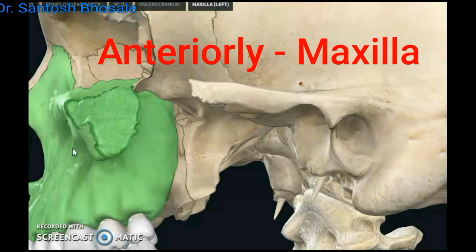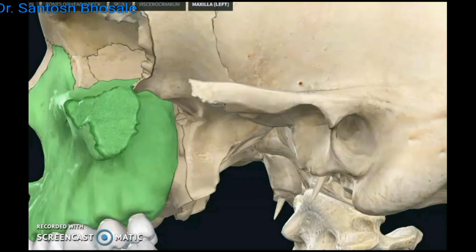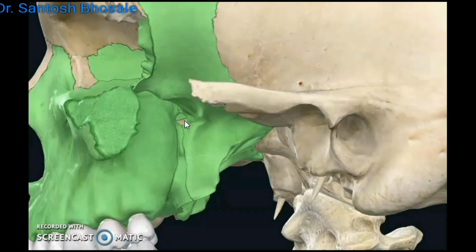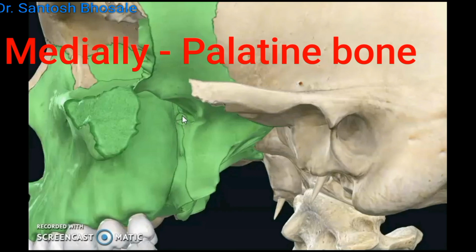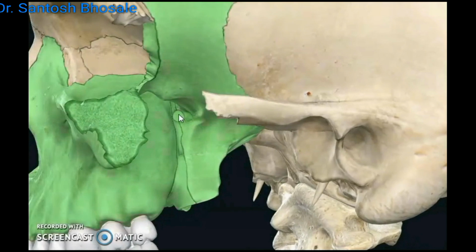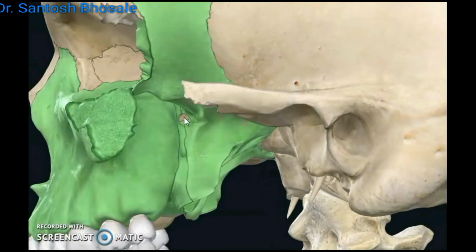That is the maxilla forming the anterior wall. Posteriorly you can see the root of the pterygoid plate, and above it the greater wing of sphenoid, and medially you can see the palatine bone separating it from the lateral wall of the nasal cavity. It is showing a foramen there, the sphenopalatine foramen, which communicates the pterygopalatine fossa with the nasal cavity.